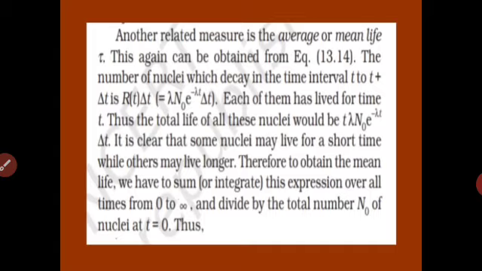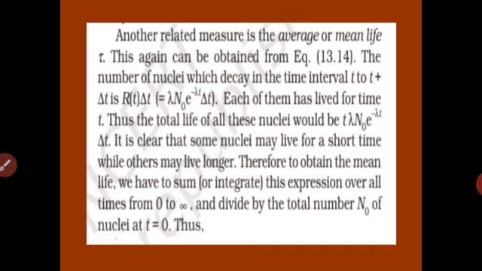The number of nuclei which decayed in the time interval t to t plus delta t is given by this formula, which is our lambda N, that is activity. Each of them has lived for time t. Thus, the total life of all the nuclei would be t lambda N naught e raised to the power minus lambda t into delta t. What we are doing here is we are taking the mean of all the lives.